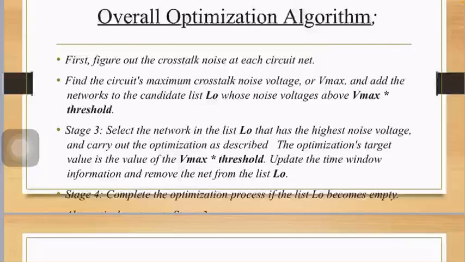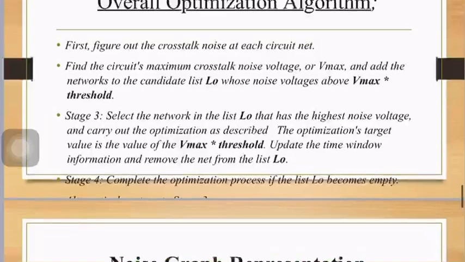After that, the maximum voltage of crosstalk and the threshold frequencies are considered. Stage 3 is to select the net in the list L0 that has the highest noise voltage and carry out optimization as described. The optimization's target value is the value of Vmax threshold. Update the time window information and remove the net from the list L0. Stage 4 is to complete the optimization process. If L0 becomes empty, then repeat from stage 3.